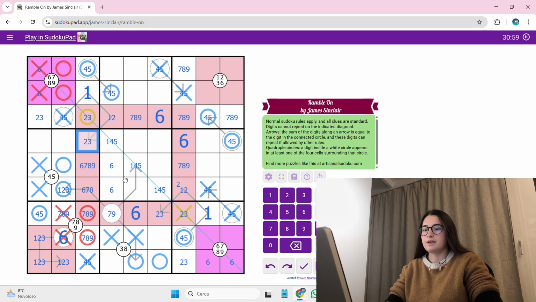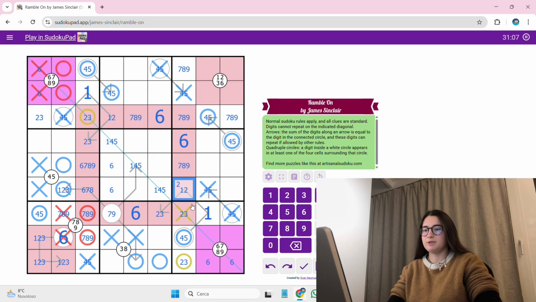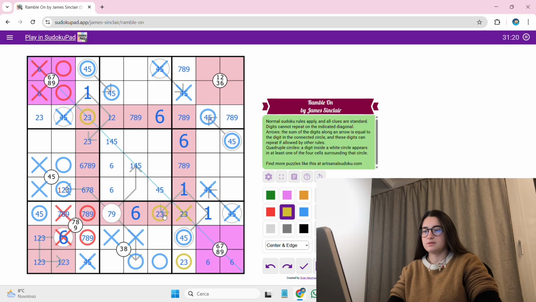So this and this can't be 1. So this must be a circle. Okay, this must be a 1 then, because 2 and 3 are already taken. So this must be a 1. Okay, this can be 1. This must be a circle then. This must be a cross. This must be a cross.